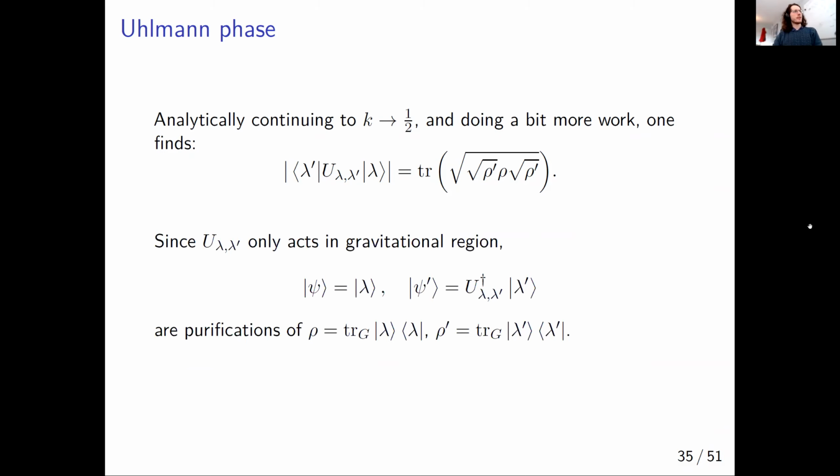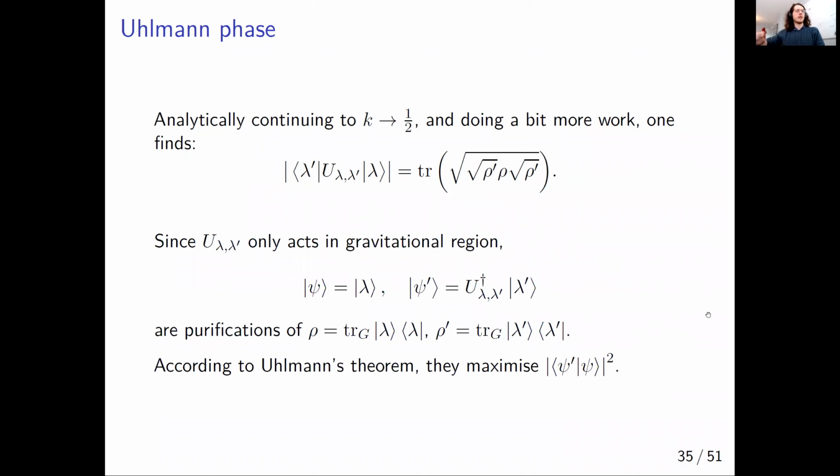Now, this operator u lambda lambda prime only acts in the gravitational region. So that means when we trace over the gravitational region, the action of that operator doesn't affect the density matrix that we end up with. So if we define these 2 states, psi and psi prime, these will be purifications of rho and rho prime. And therefore, if we invoke Uhlmann's theorem, we can conclude that these states maximize the transition probability while still being purifications of rho and rho prime.